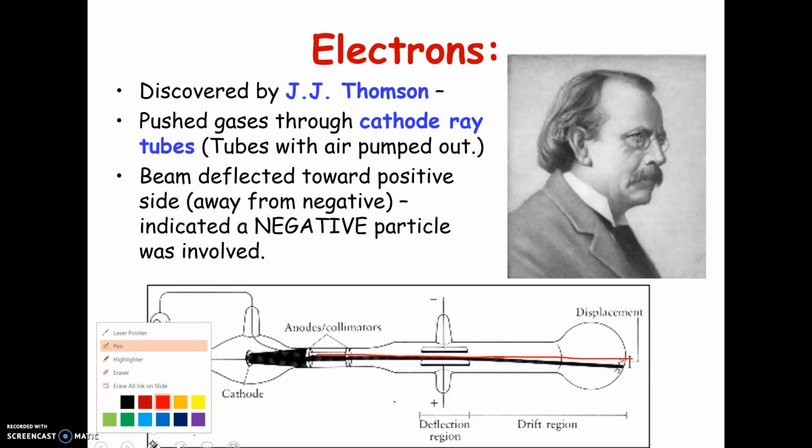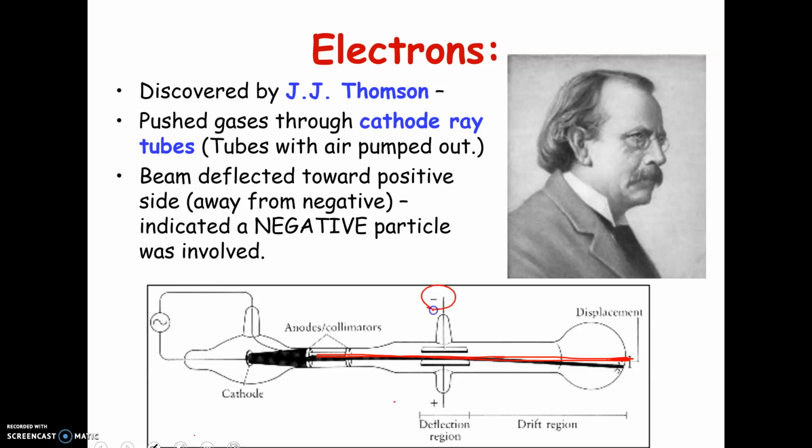You can actually do this with electricity or also with magnets. So if you shoot this beam through here with nothing, this beam would go straight and it would hit right here in the middle. But what he found is when he applied charges here, that this plate, when this beam passed through, it got deflected away from the negative side and towards the positive side. So it kind of hit down here instead of straight.